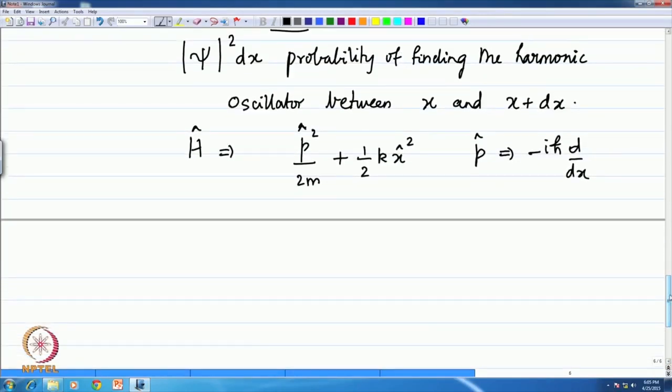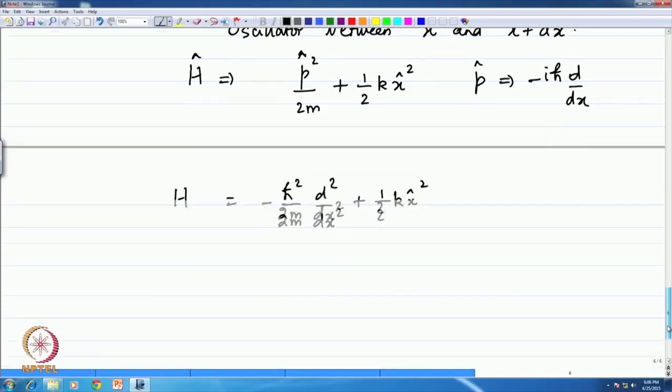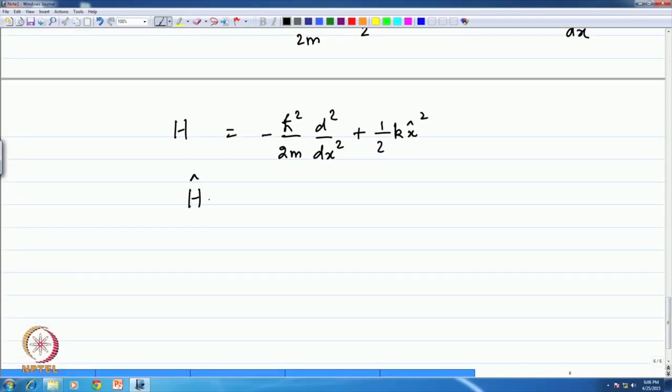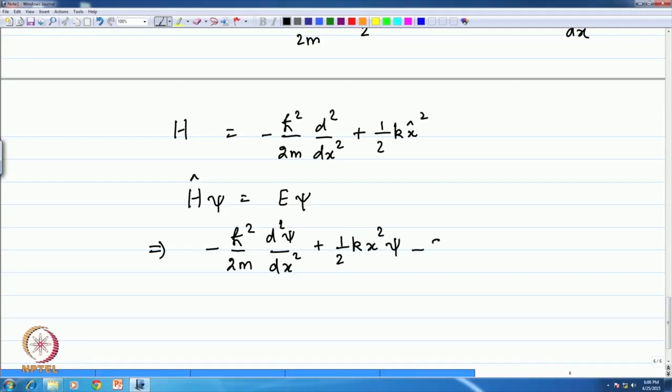Which leads to immediately this formula, namely H is minus h bar square by 2m d square by dx square, as you had it in the particle in the one dimensional box, with half k x square, which is the potential energy associated with the harmonic oscillator. Therefore, the solution that you have to obtain is the solution that H psi is equal to E psi, is the solution of the differential equation, namely minus h bar square by 2m d square psi by dx square plus half k x square psi minus E psi is equal to 0. So, second order linear differential equation.